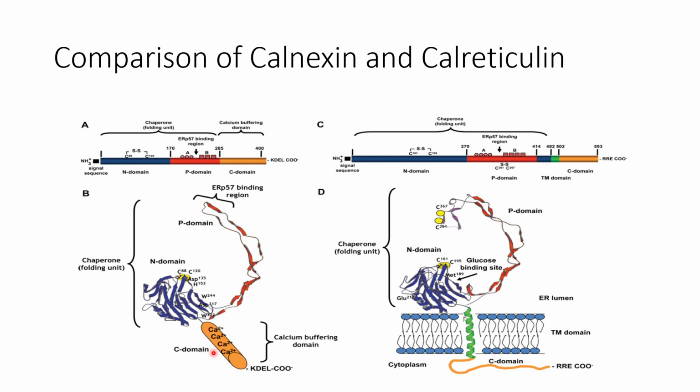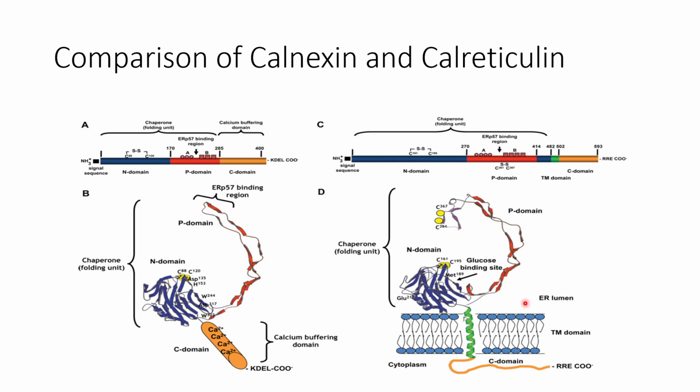However, we just need to understand at this point that the C domain acts as a Ca2+ buffering protein for the endoplasmic reticulum. At the same time, it can also act as a signaling protein to maintain the Ca2+ level within the cell. So this is all about the calreticulin structure.